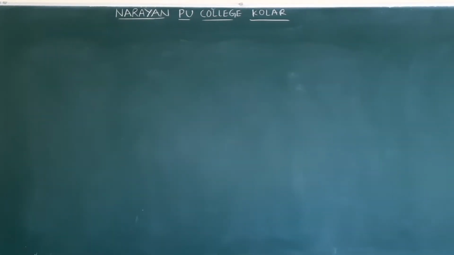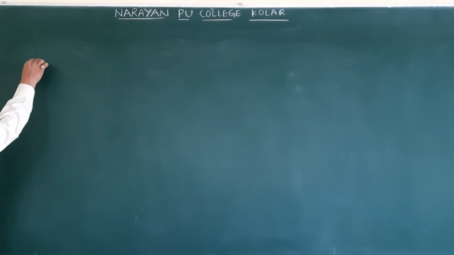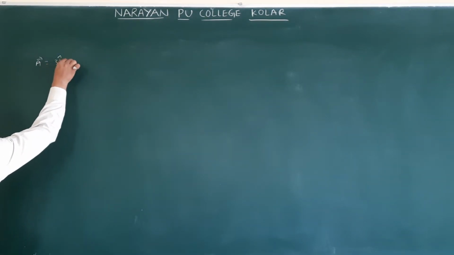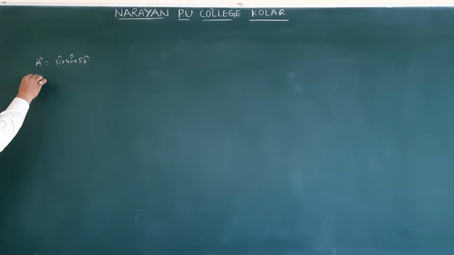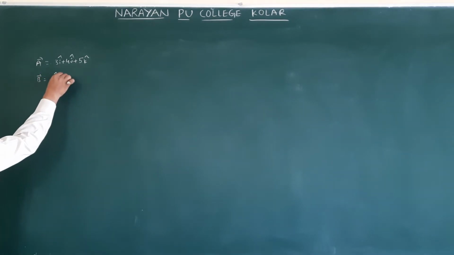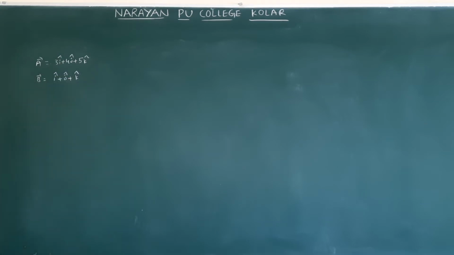So next is example 33. Find the scalar component and vector component, which we discussed yesterday at the end. A bar is given as 3I cap plus 4J cap plus 5K cap. B bar is equal to I cap plus J cap plus K cap. They are asking for the scalar component of A bar on B bar. Yesterday we discussed what the scalar component of A bar on B bar is.